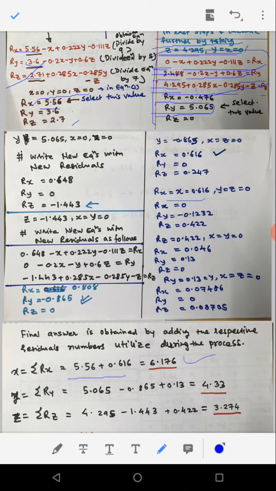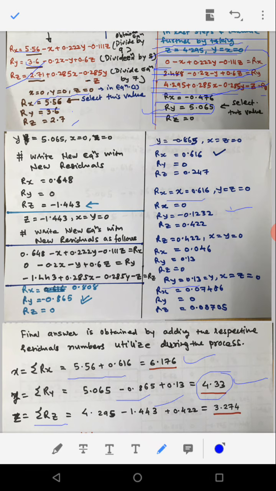Similarly, wherever we have picked up y value as your Ry for maximum residual. So Ry we have used here 5.065. Then Ry we have used here, that is 0.13, and we have used Ry somewhere here, that is minus 0.865. So you add it, you get 4.33, which is your final answer.